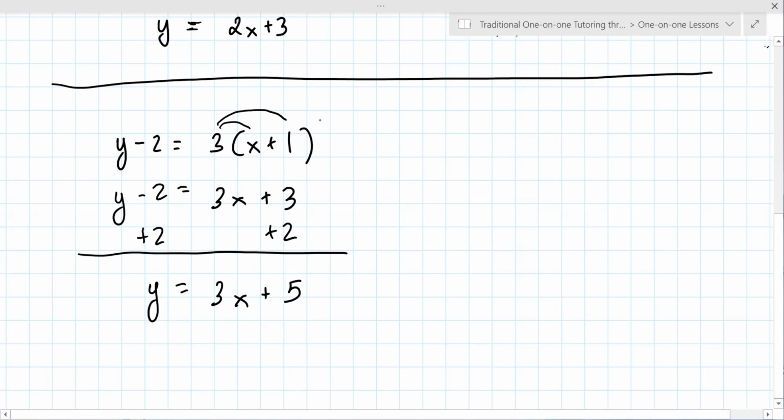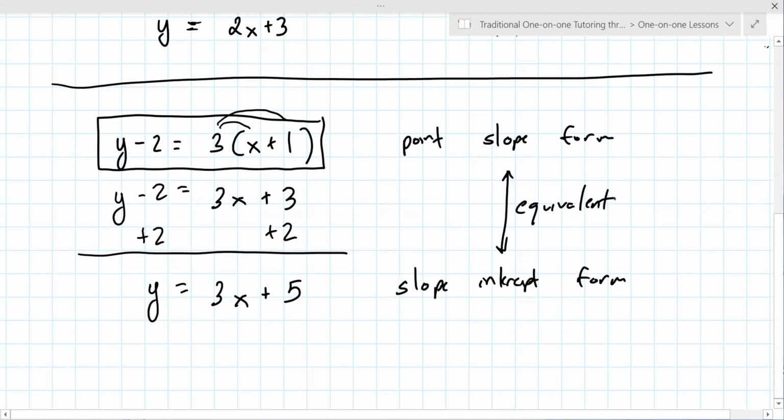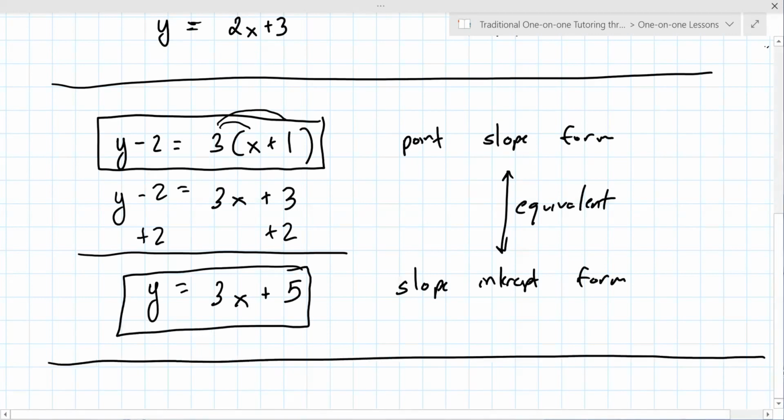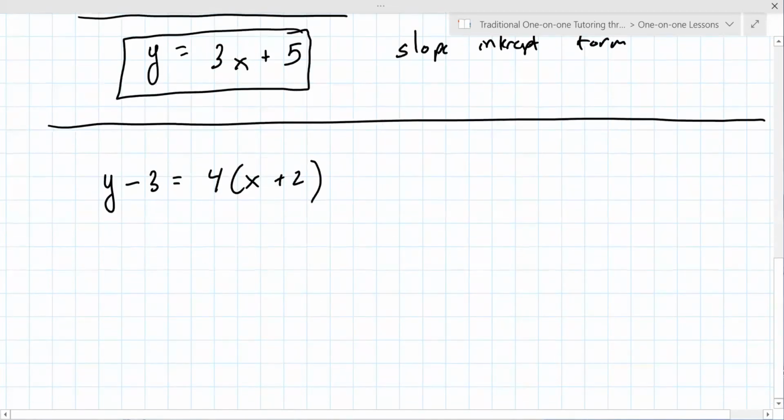Okay, now what's interesting is that this right here, which is in point slope form, and this down here, which is in slope intercept form, are what is called equivalent. Have you heard that in class? Equivalent, yeah. They're equivalent forms. Okay, so are you ready to do one on your own here? Yeah. All right, so give this one a try, please, on your own. You can definitely do this.